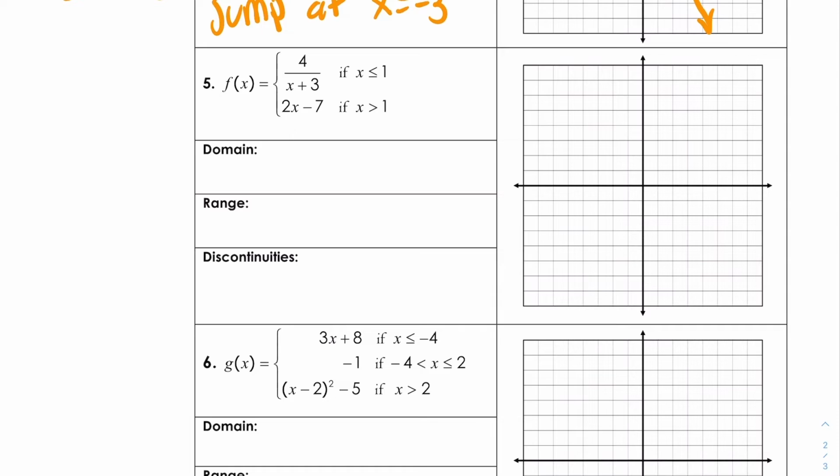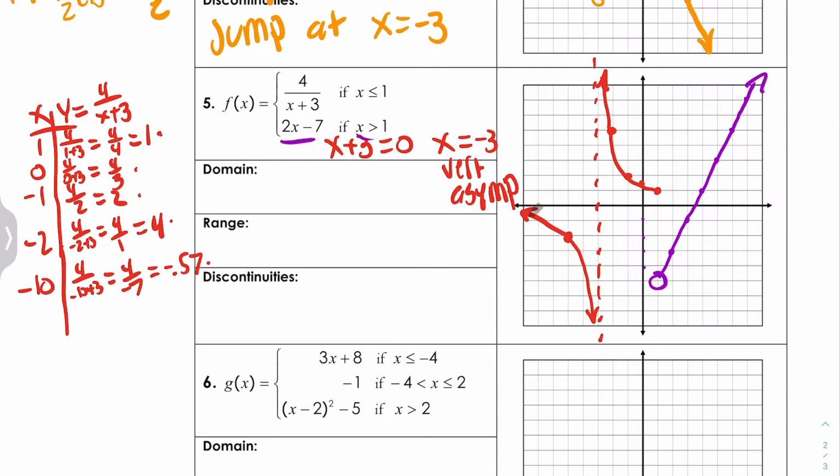Okay, this one could be annoying, but let's see if it is or isn't. The domain. From the left, it goes from -infinity. We got an arrow pointing forever to the left. We have an asymptote at -3, so from -infinity until -3. Since there's an asymptote, we don't touch the -3. We pick up right after it though.